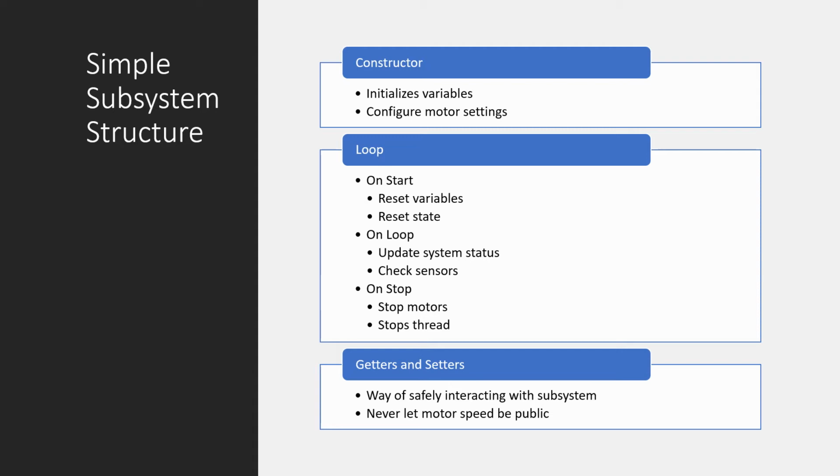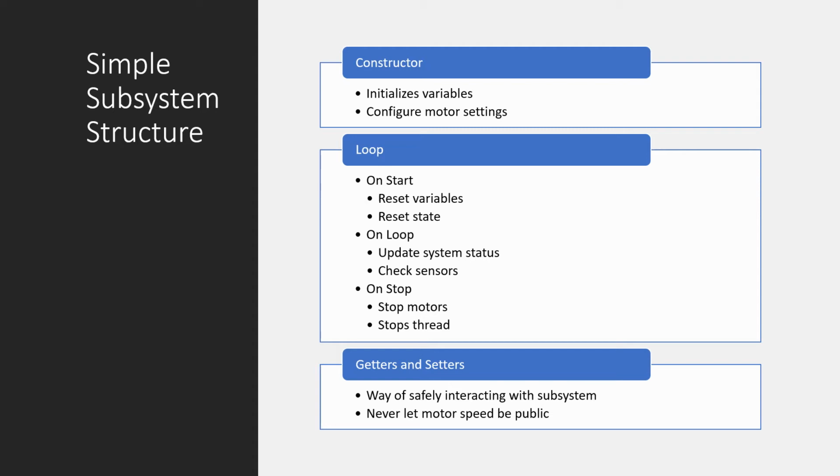Then the onStop method is whenever the robot gets disabled, or maybe even if your thread crashes. You would have a stop motor method that stops all the motors from moving, and that would also stop the thread at the end. You want to make sure that you stop the motors, because say your robot gets disabled and your motors are still moving, that's bad.